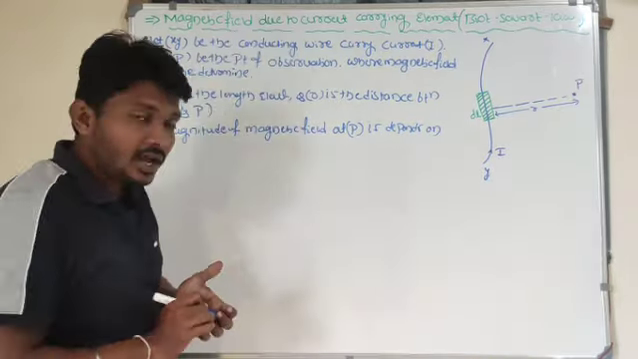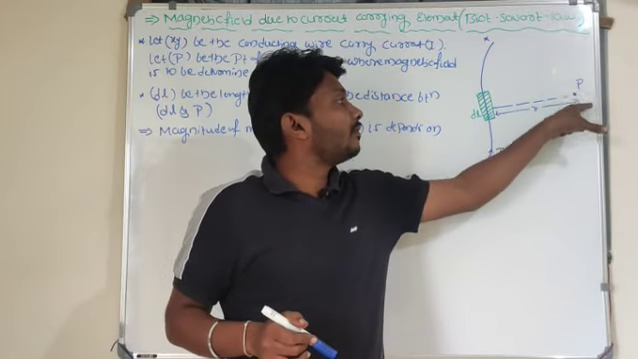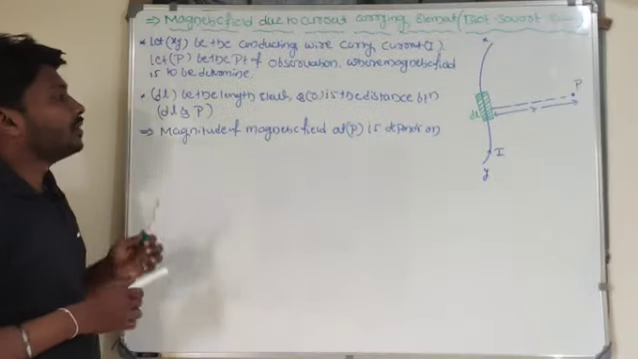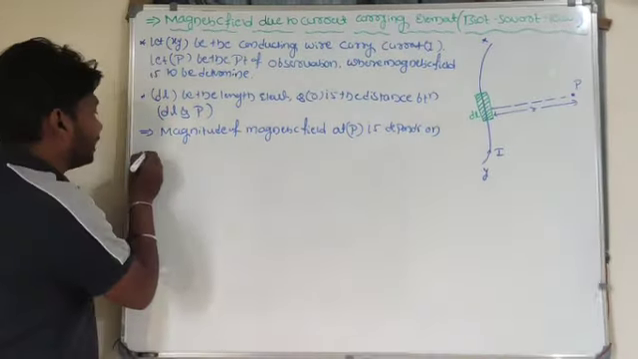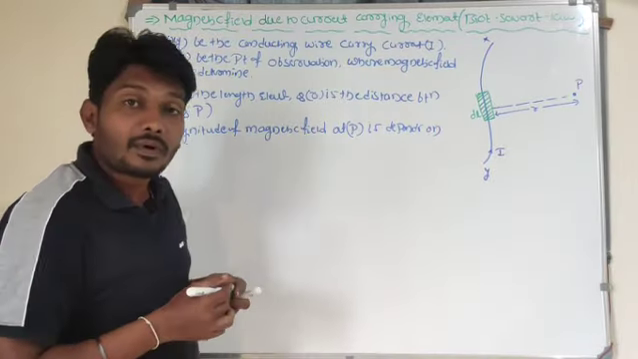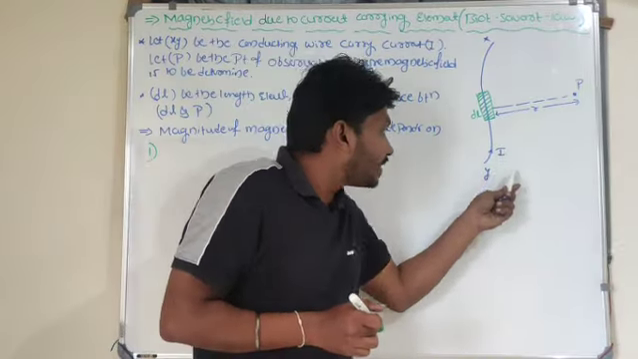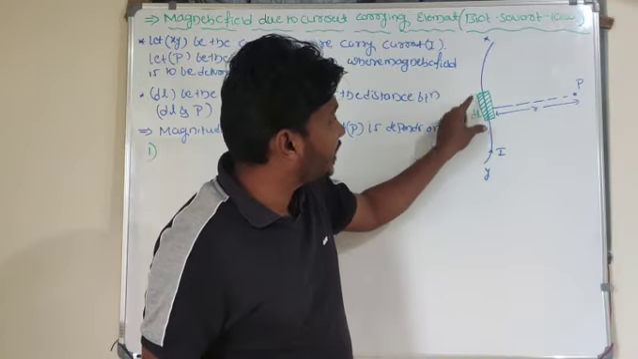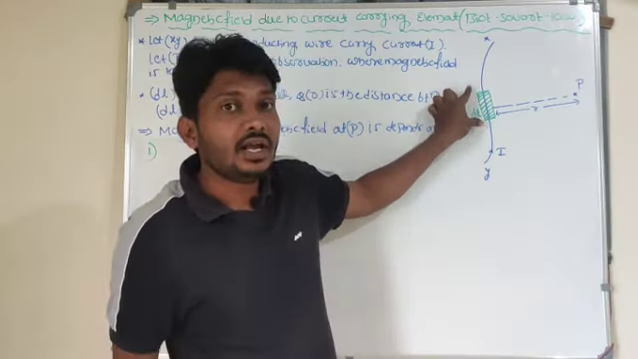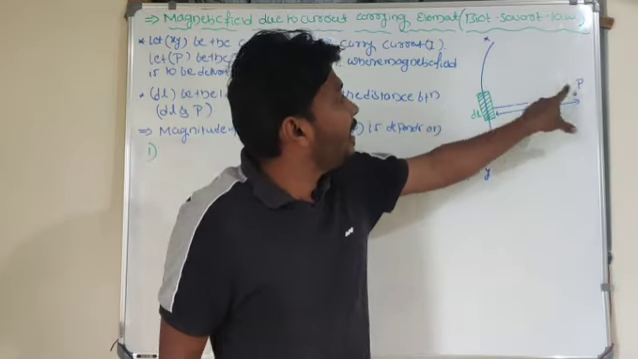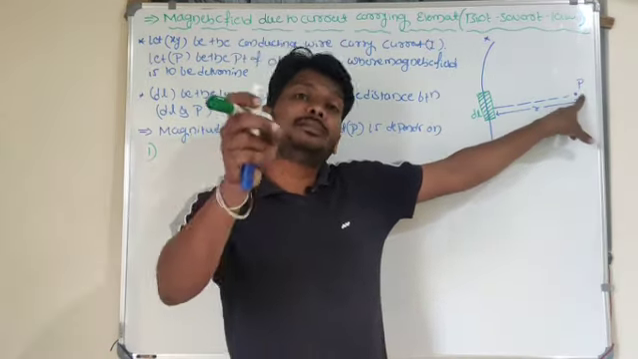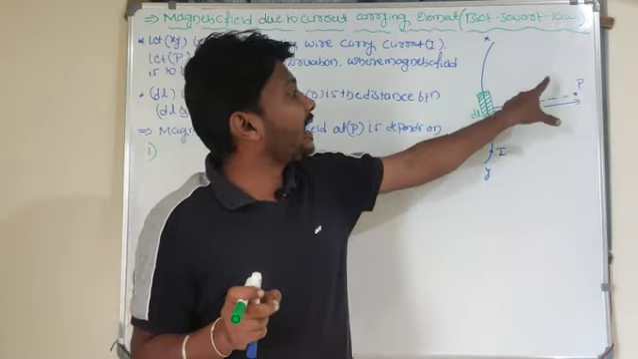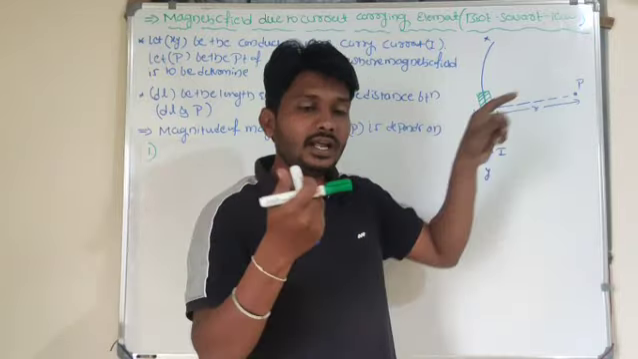I want to find out on what factors the magnitude of the magnetic field at point P depends. The first thing is that it depends upon the current. For example, if the magnitude of current passing through that small length element is more, then the magnitude of the magnetic field at point P is also more. Did you get my point?